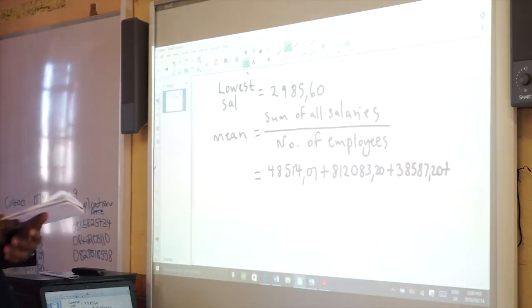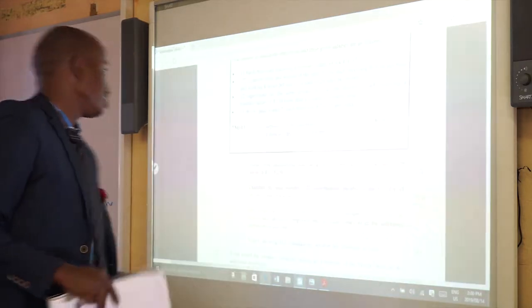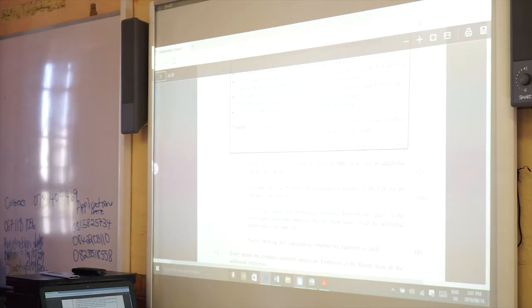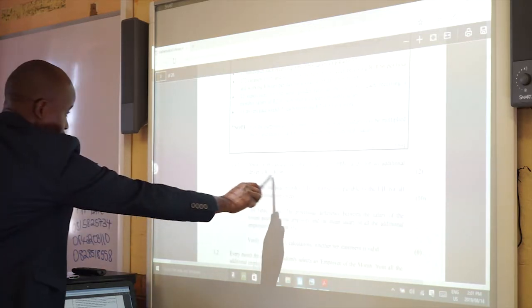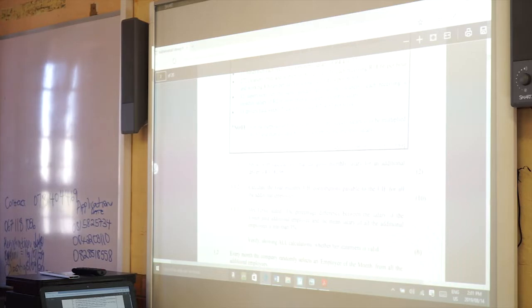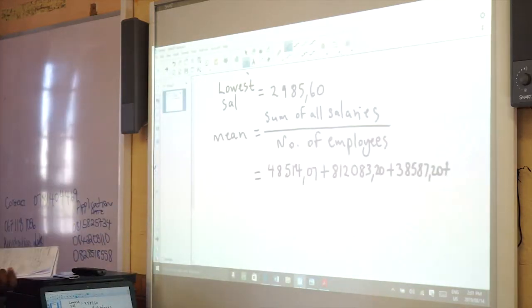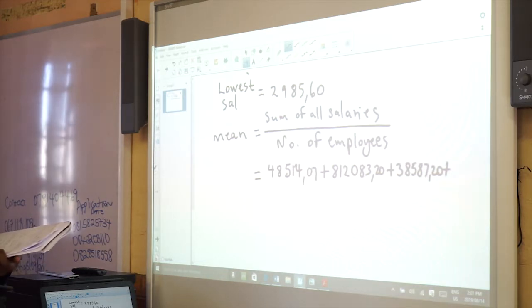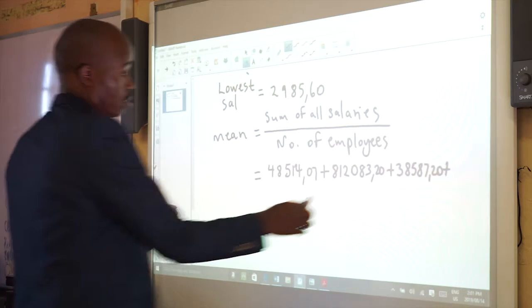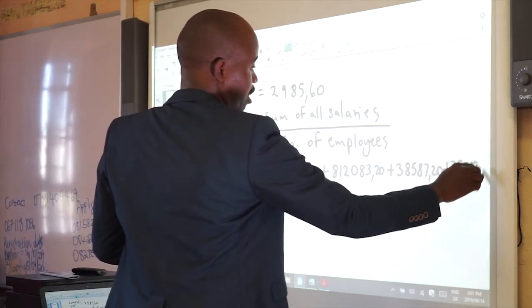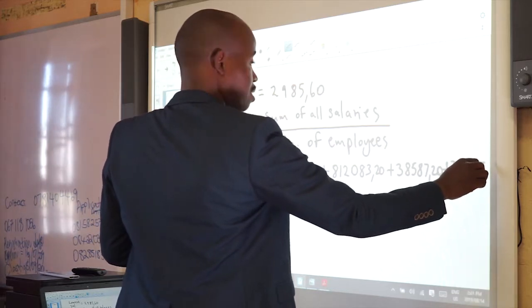The last category of workers is drivers, and we have 11 drivers. Each driver is paid 3,182.96 per month. We want to know how much total salary was paid to drivers only. So 11 drivers times 3,182.96 gives 35,012 rand 56 cents.